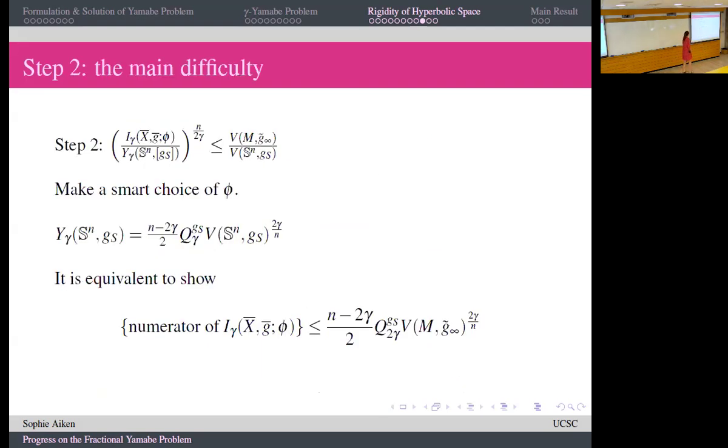Okay. So as I mentioned, built into this functional now, I have a term which also includes my fractional curvature.